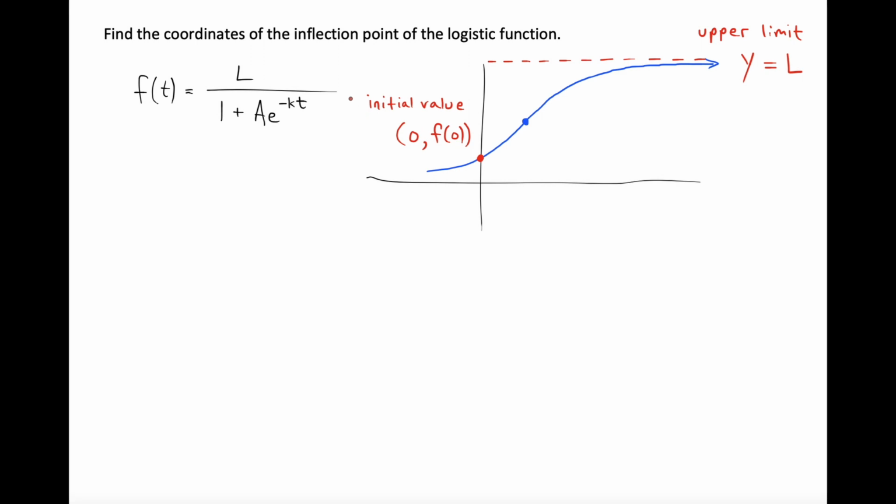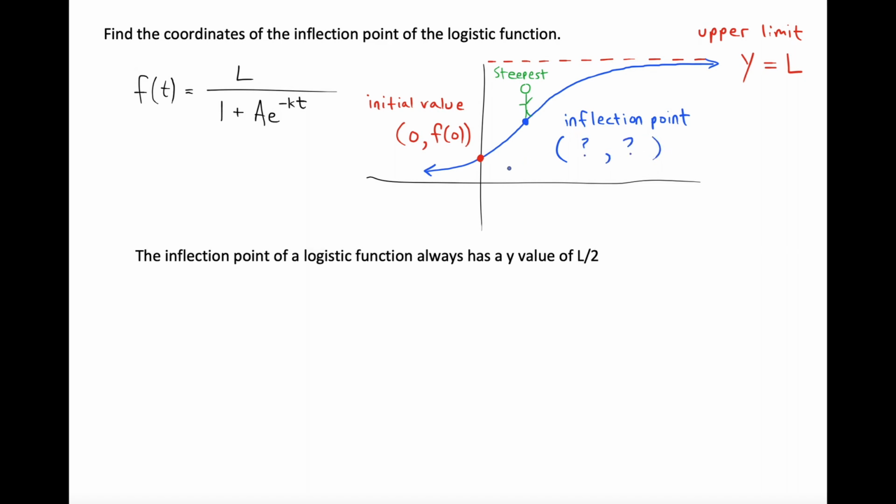It just so happens that for all logistic functions, the point where we have the steepest growth, so this is the steepest part of the slope, that point is called the inflection point. And our job in this question is to find out what its coordinates are.